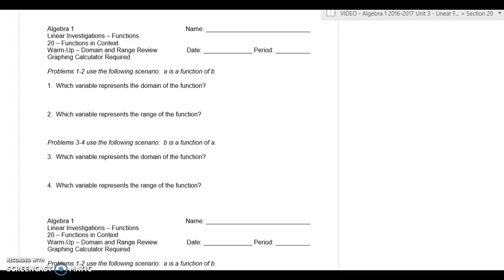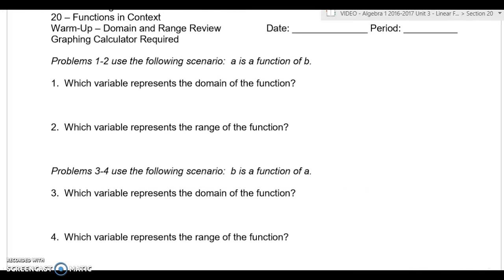In this section, we're going to explore functions in context. So we're going to build upon what we've already done with functions, but now essentially in word problems. So let's start with a warm-up here. I think it's a very valuable one for us to make sure that we've mastered.